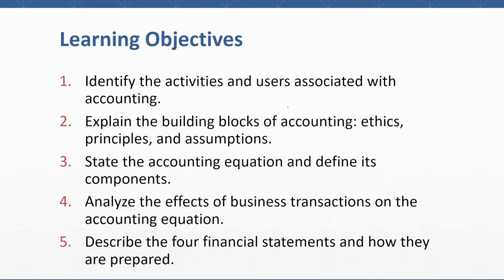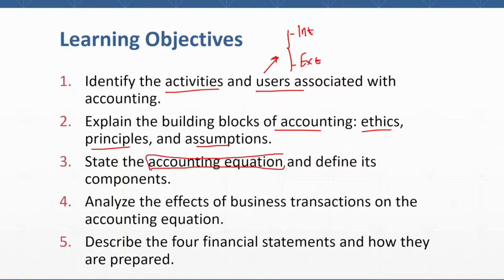In this chapter, we have 5 learning objectives. We start with different activities and different users related to the accounting process. At this point, you have a basic understanding of different users. So we learned that we have internal users and external users. We'll talk about them again. In the second learning objective, we will talk briefly about ethics, principles, and assumptions of accounting. In the third one, we learn about the accounting equation.